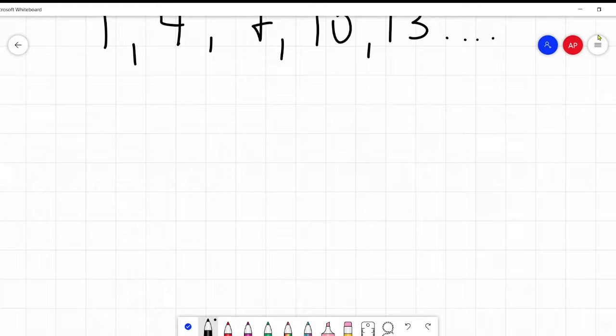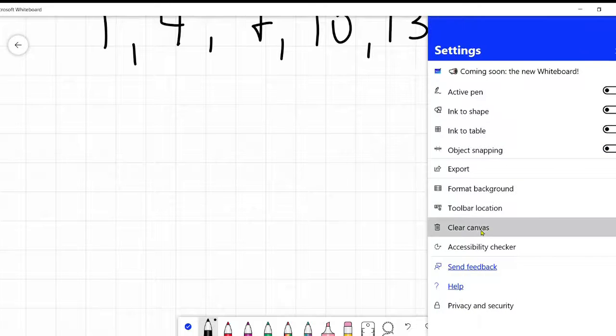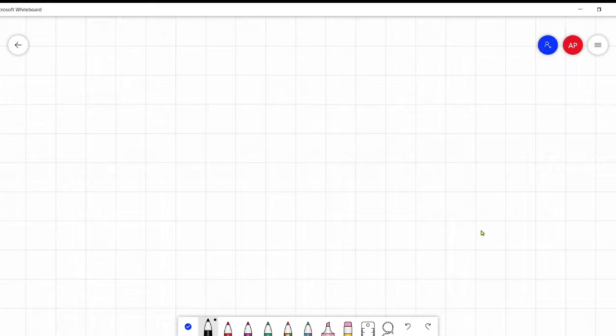Really just doesn't want to move. Fine, whiteboard, I'll clear you off. So there, not the boss of me.